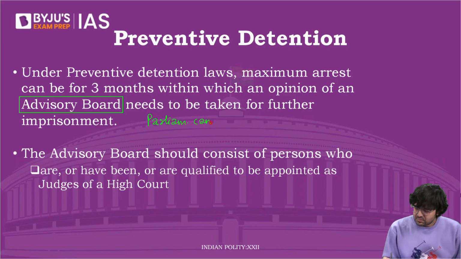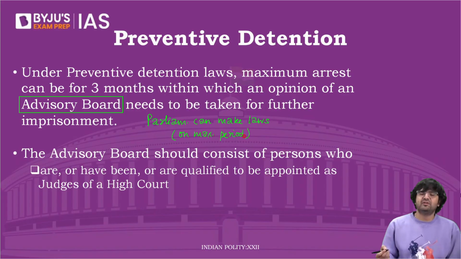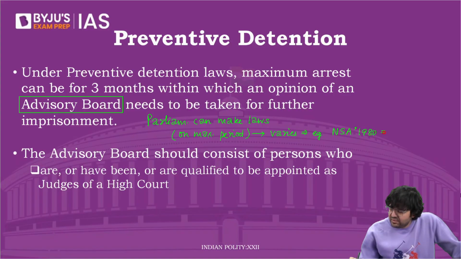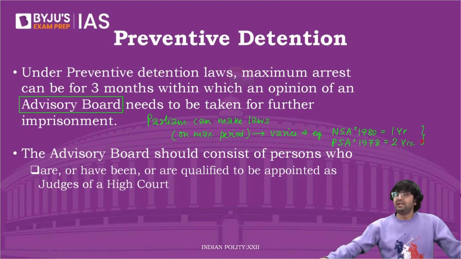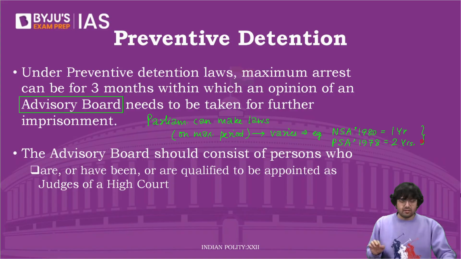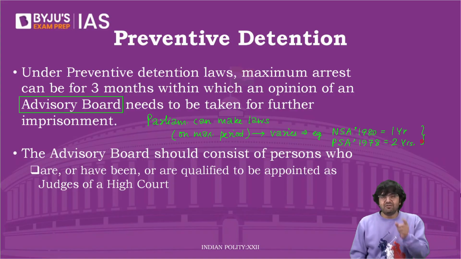Parliament can make laws on the maximum period, and you will observe that this maximum period varies. For example, under the National Security Act 1980, it is 1 year. Under the Public Safety Act 1978, it is 2 years. For 2 years, you can be detained, kept under arrest without even being told why you have been arrested, without even being taken to court, without even being given legal representation.